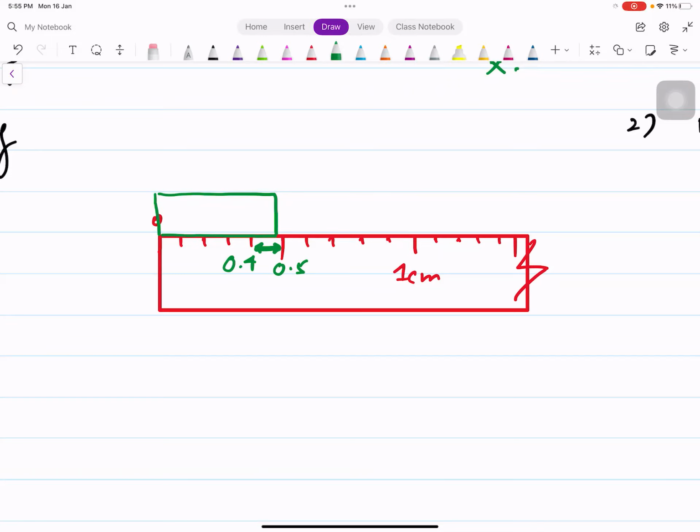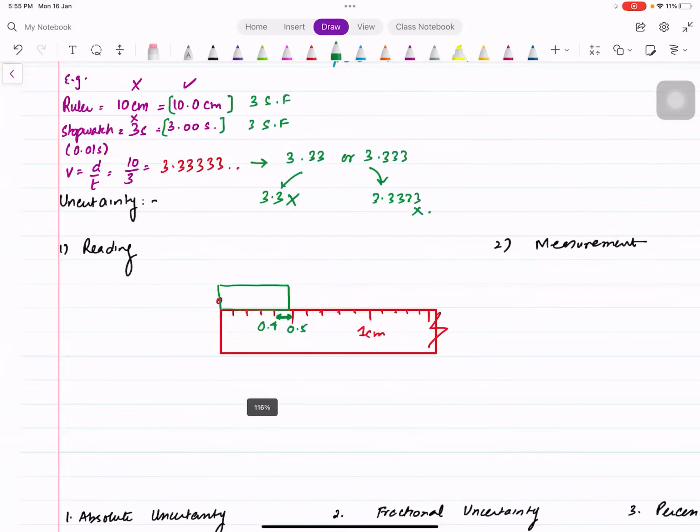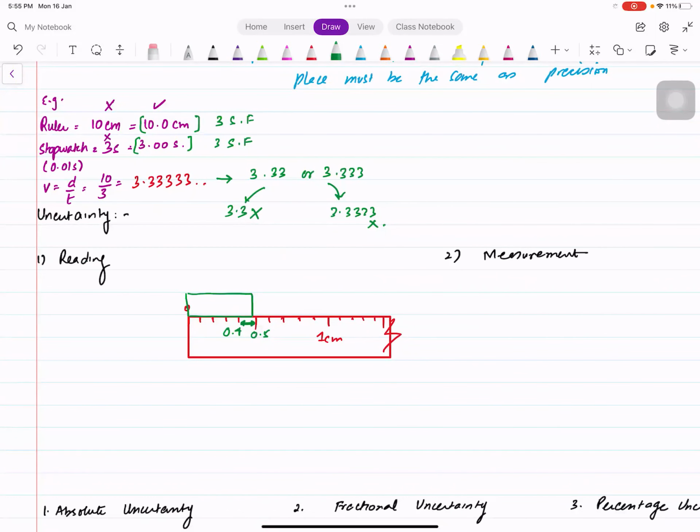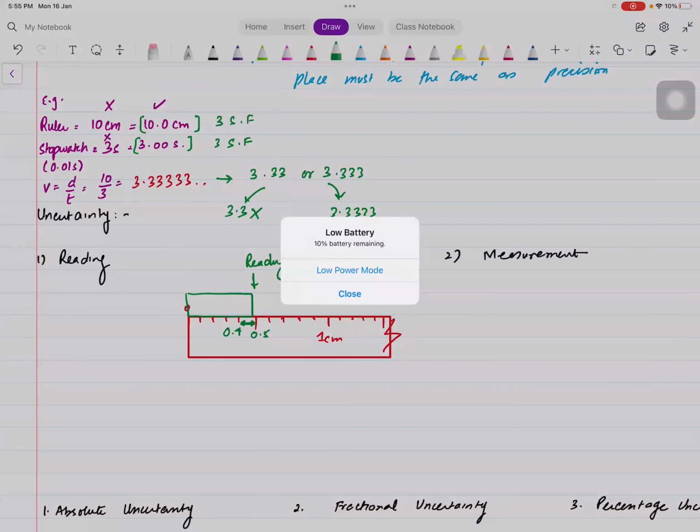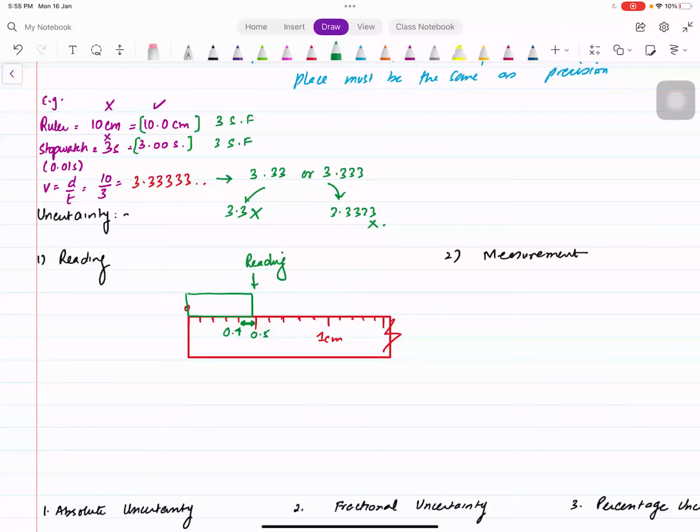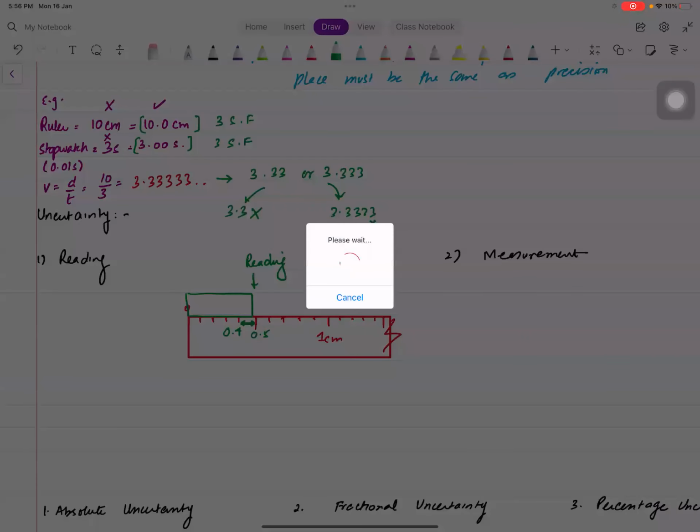Generally, when you take the reading of this sort, we see this and we say, okay, it's between this. So we take half of it like this. So if you're taking a reading at a point, then you say that, all right, the uncertainty is half.